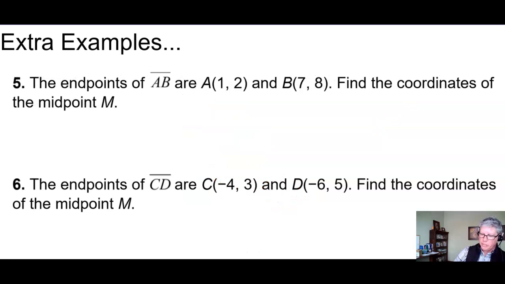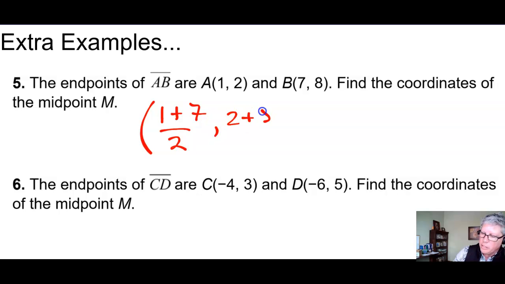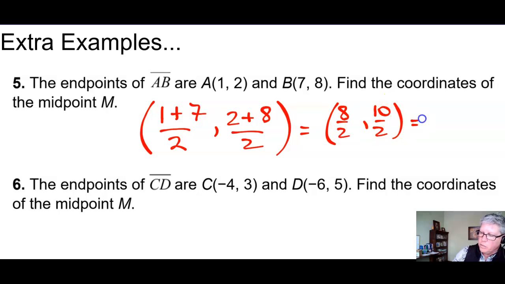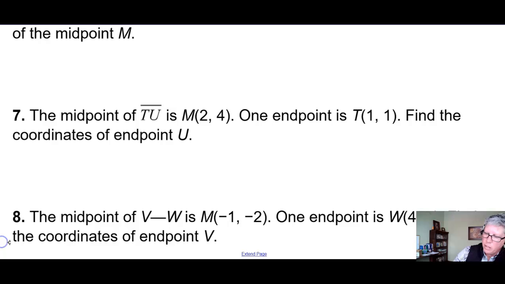Extra examples. So you can fast forward through this. I'm going to just do one more example of each. The endpoints. So I'm going to do 1 plus 7 over 2. And I'm going to do 2 plus 8 over 2. And that's 8 over 2 and 10 over 2, which is equal to 4, 5. There's your midpoint there. And I'll do number 7 here, the midpoint of TU. So we know the midpoint is 2, 4.